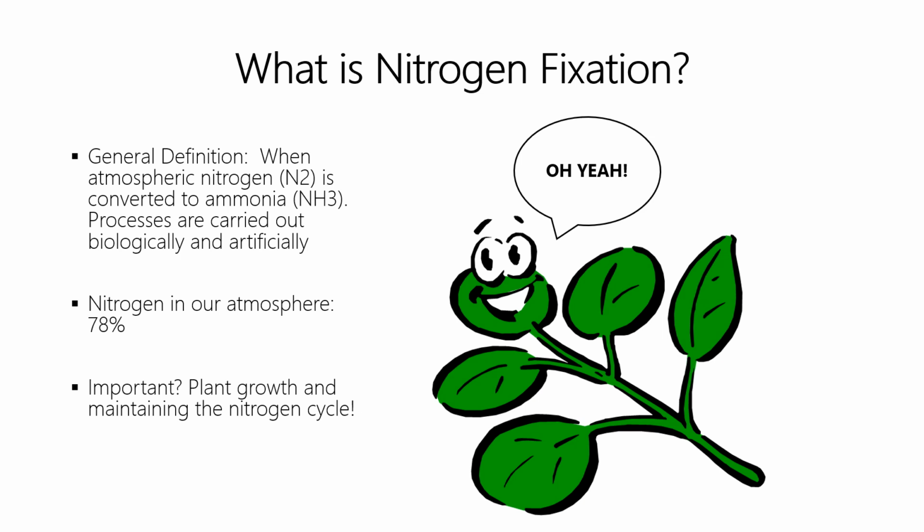So why is nitrogen fixation important? Well, it helps with plant growth. A big part of this is the nitrates that are absorbed by the plant's roots in order to promote growth and development. This benefits us because plants are a food source for many, and of course partake in photosynthesis. So that's really important for us, and it also helps maintain the nitrogen cycle.